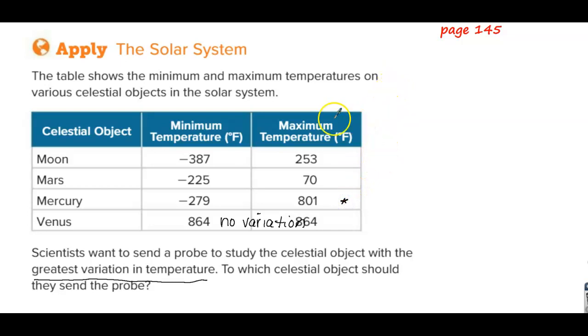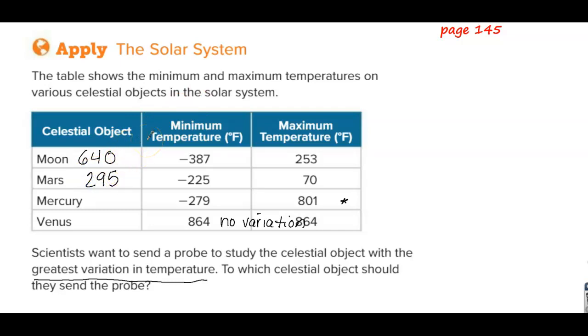But let's see. If we add, and I'll just use a calculator for this. In class, I did it the long, old-fashioned way, but we don't need a long, old-fashioned video here. 387 plus 253 gives us 640, a difference of 640 degrees on the moon. For Mars, 225 plus 70, oh, I could have done that in my head, is 295. 295 degrees of variation on Mars.